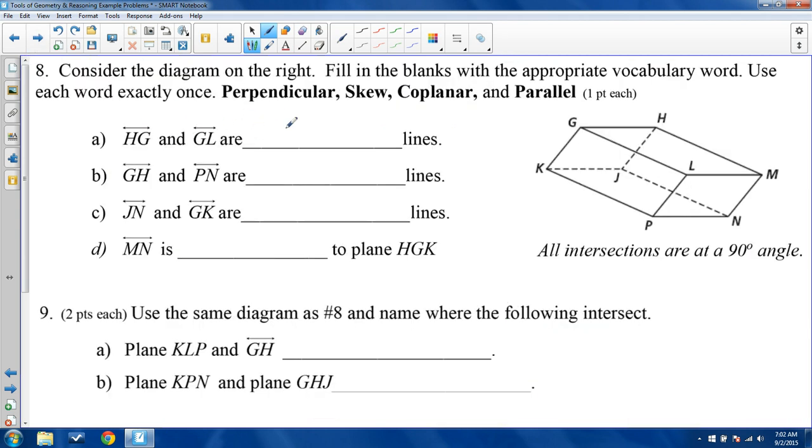Okay, numbers 8 and 9, we have this rectangular prism. Assume that these are all right angles. It might even say that somewhere. Here we go. All intersections are at a 90-degree angle. We have a few planes, 6 faces, and a bunch of edges.